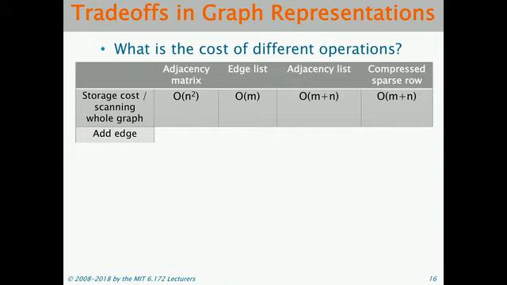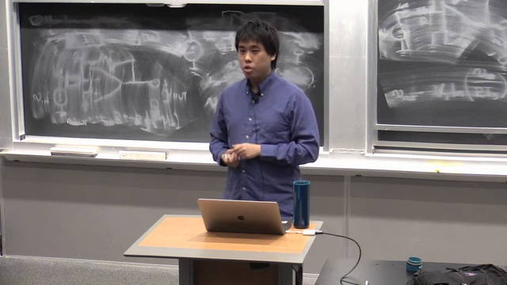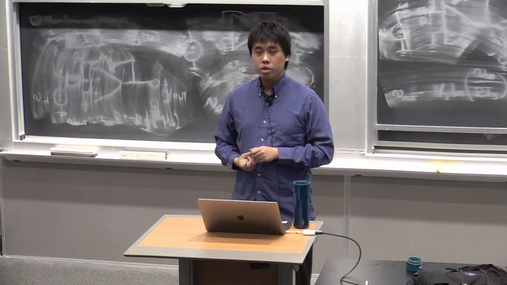So for an adjacency matrix, what's the cost of adding an edge? Yeah, so for an adjacency matrix, it's just order 1 to add an edge because you have random access into this matrix. So you just have to access the i, jth entry and flip the bit from a 0 to 1. What about for the edge list? So we're assuming that the edge list is unordered, so you don't have to keep the list in any sorted order.